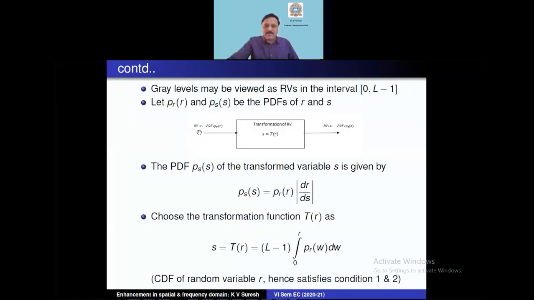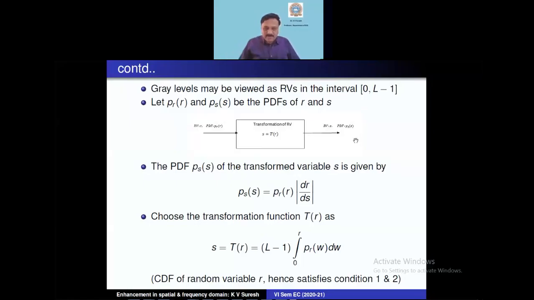So I have a random variable R, which has a PDF, probably PR of R. In fact, a histogram is loosely called the PDF of the input random variable. I'm trying to do a transformation which takes me from the random variable R to S with a PDF PS of S. Now can somebody tell me, in histogram equalization, what will be PS of S?